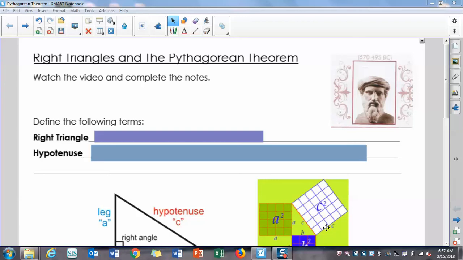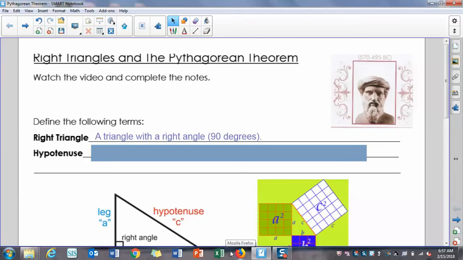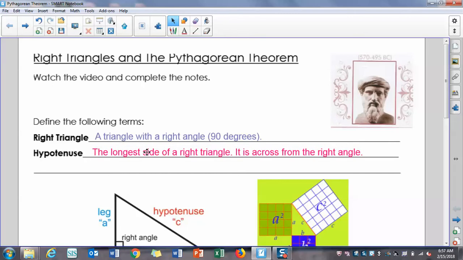So today we're going to talk about right triangles and the Pythagorean theorem. A right triangle is a triangle with a right angle, in other words, a 90-degree angle. The hypotenuse is the longest side of a right triangle. It is across from the right angle, so diagonal from that 90 degrees.